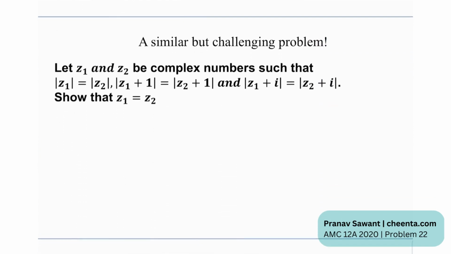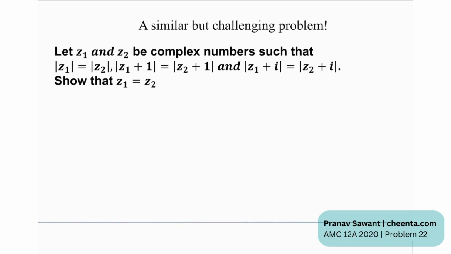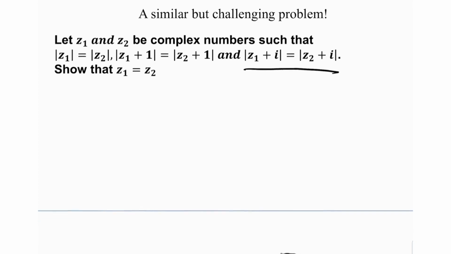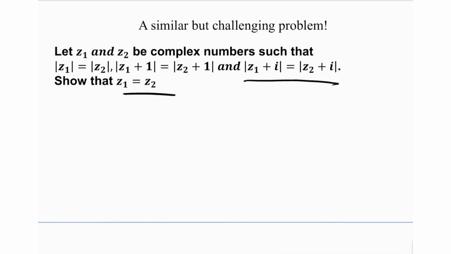Okay, so I have a similar but challenging problem for you, and it says: let z1 and z2 be complex numbers such that the modulus of z1 is the modulus of z2, the modulus of z1 plus 1 is the modulus of z2 plus 1, and the modulus of z1 plus i is equal to the modulus of z2 plus i. And then it's asking you to prove that z1 is equal to z2. So the complex numbers are actually equal to one another. So maybe try it out, and if you're able to do it, let me know.